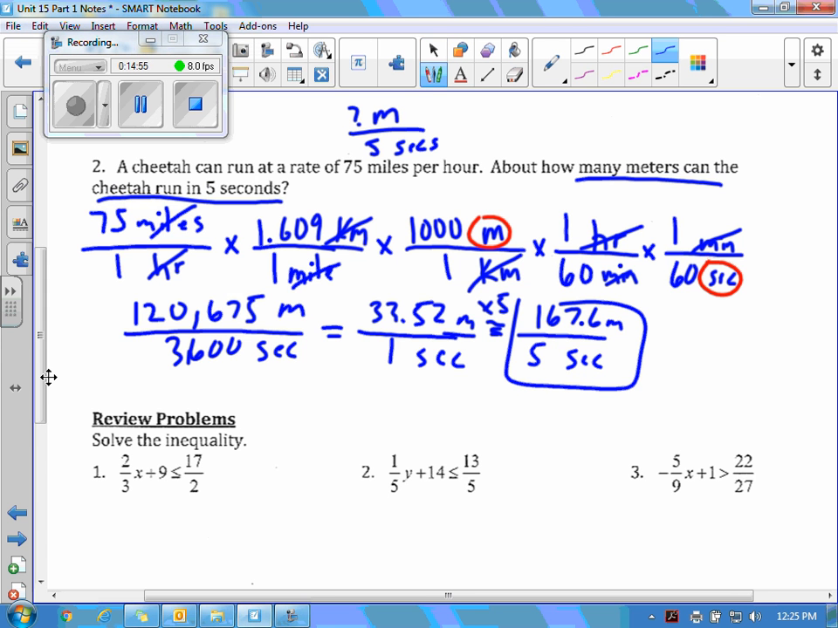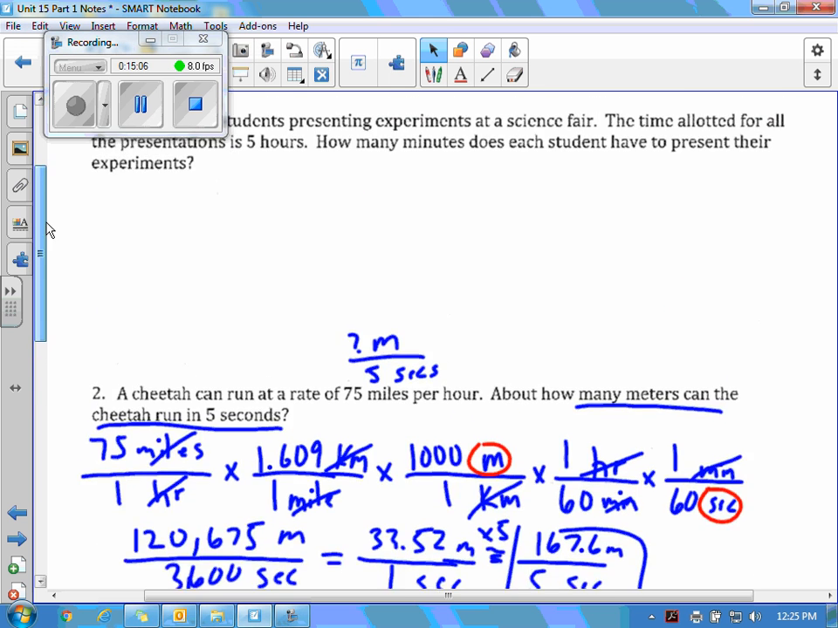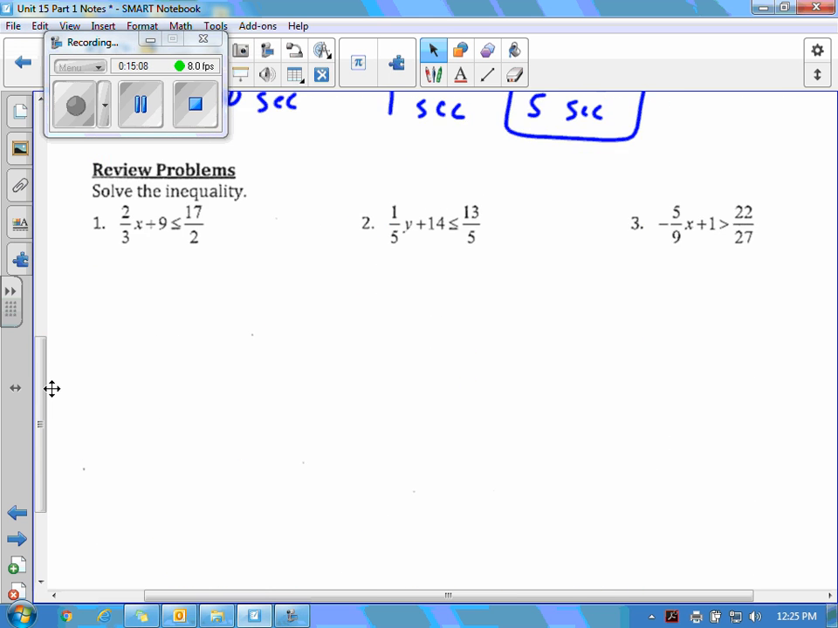Now, I know this is a lot of work, but if you follow all the steps, it makes sense. If something's in the numerator, it's got to be in the denominator, get rid of it. If it's in the denominator, it needs to be in the numerator, get rid of it. All right, so try number 1 up here, and then there's some review problems that you need to make sure you do.